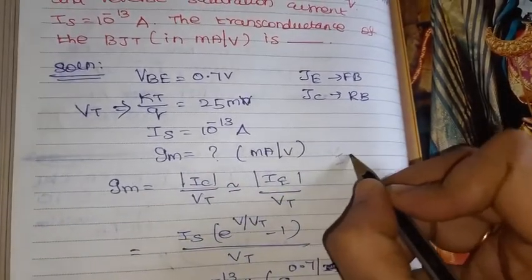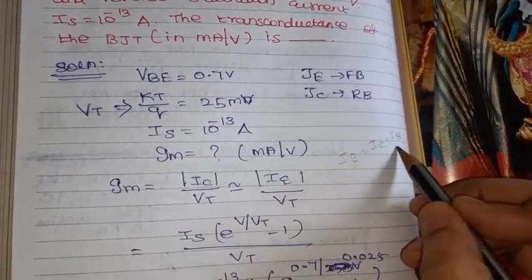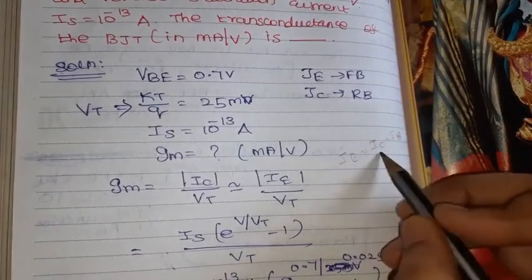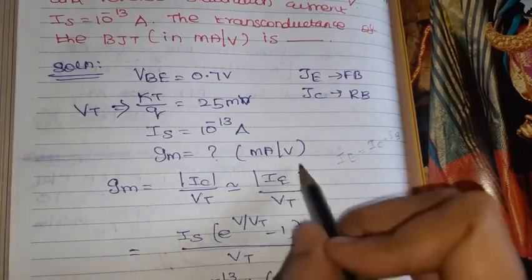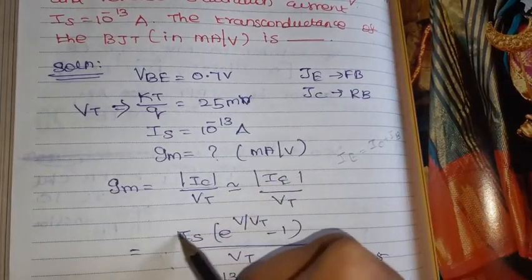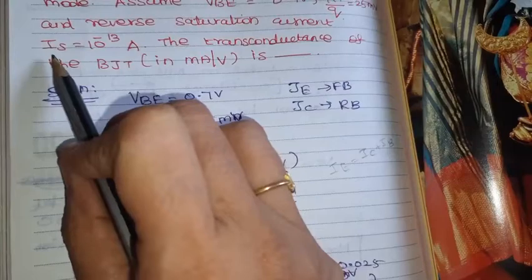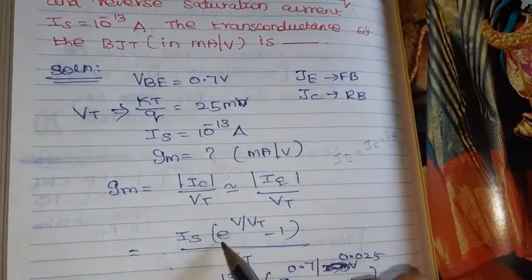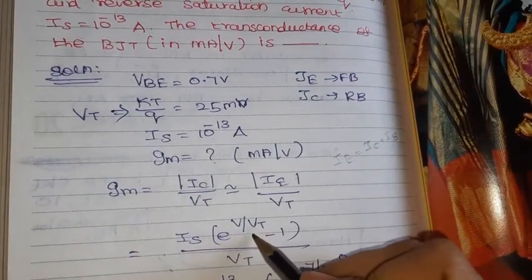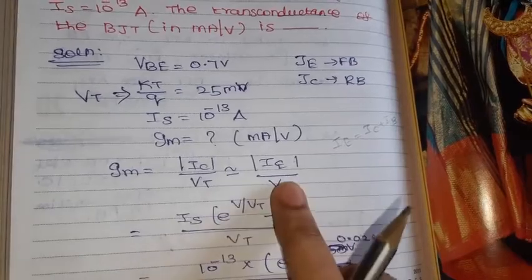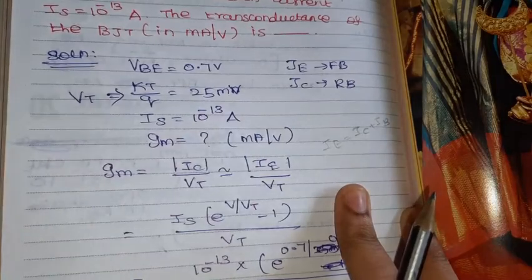The emitter current is equal to the collector current plus the base current. IB is very small, so we can neglect that. So IC is approximately equal to IE. IE is given by the diode current equation, which we have already solved. IS or I0, here the reverse saturation current is mentioned as IS, times e power V by VT minus 1. Whenever eta is not mentioned, we can take eta equal to 1. VT is generally 25 millivolt or 26 millivolt.